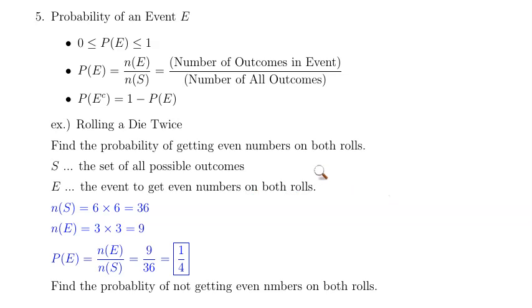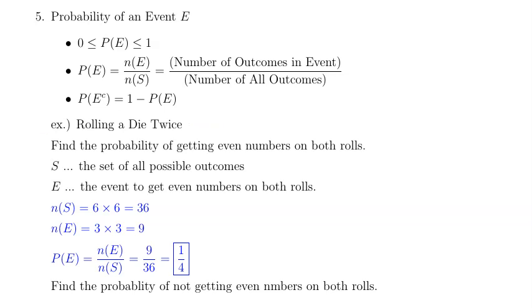Another quick question would be, what is the probability of not getting even numbers? So it's the opposite of the event, and we're going to use a complement. The notation is E with a C as a superscript. This is the complement of this event. To find the probability, all you have to do is subtract the probability of the original event from 1, because that's everything else. So 1 is the entire thing, 100%, and you're subtracting the probability of getting even numbers on both rolls.